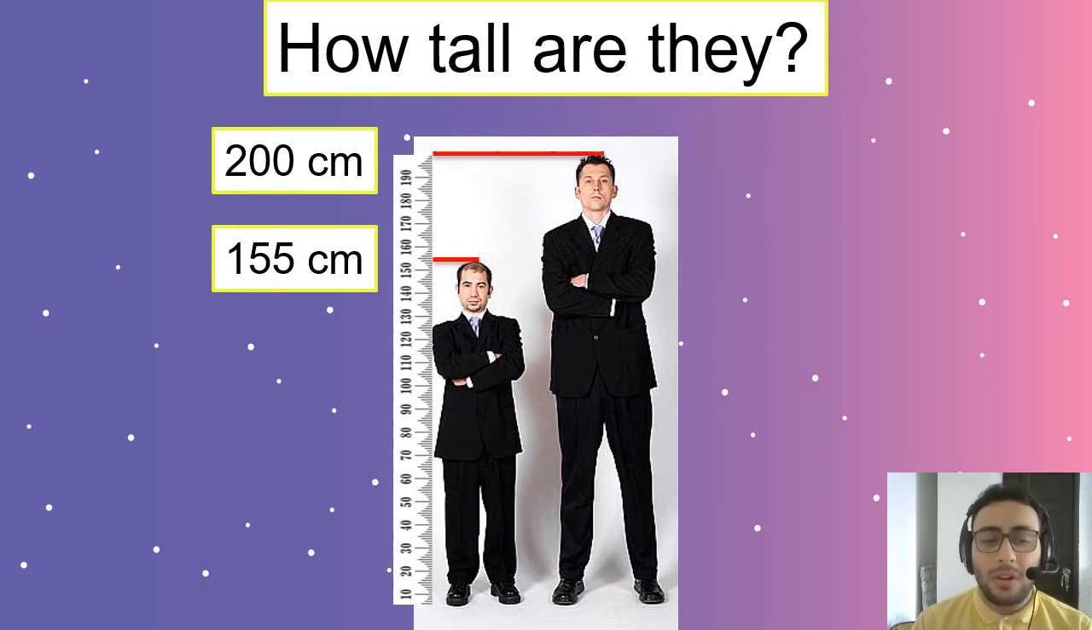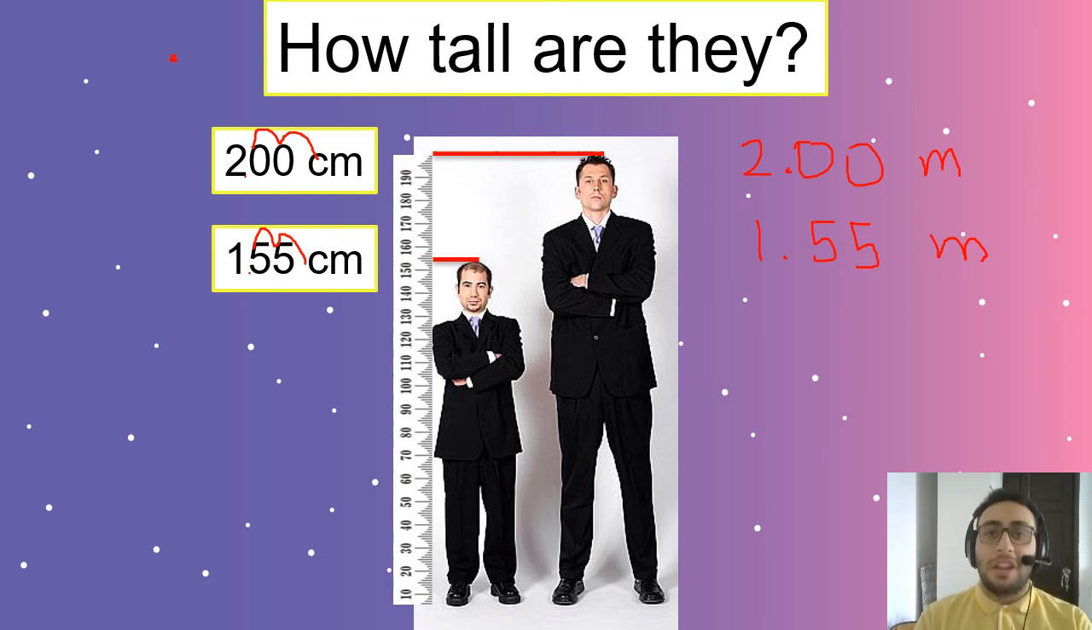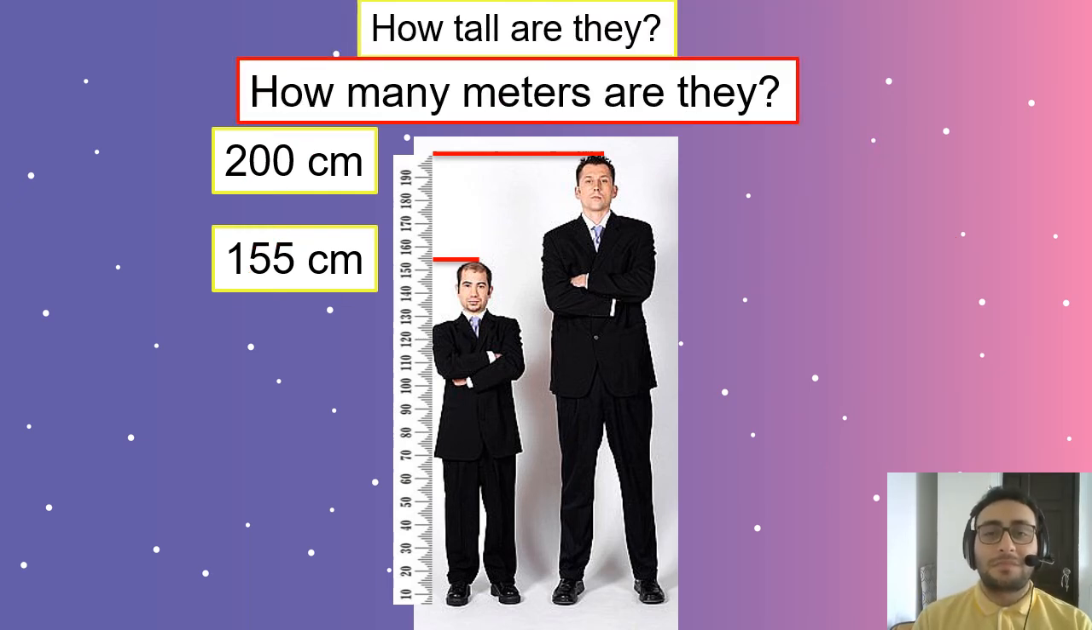Now I want to turn it into meters. Remember the point? We jump 1, 2. So it's going to be 2 meters, right? And this one, we put it here, so 1.55 meters. Easy, right? So, how many meters are they?